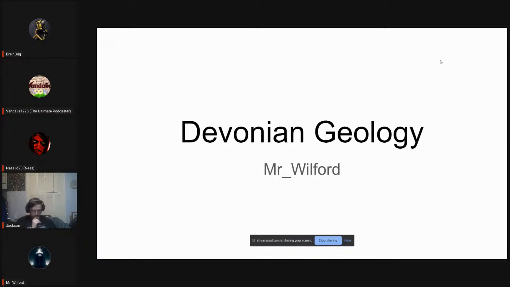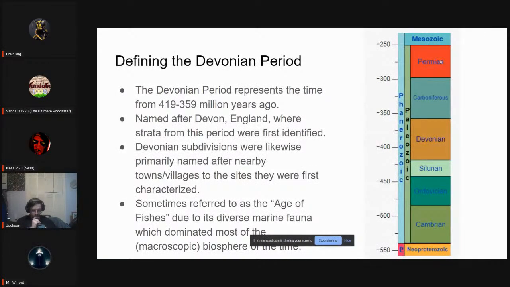Let's talk about the geology of the Devonian period. So first of all, what is the Devonian period? Well, it's a period in the Paleozoic, ranging from about 419 to 359 million years ago. It gets its name after Devon, England, which was the first place where strata from this geologic period were identified and defined. Like every other geologic period, it has subdivisions like stages, and those are also mostly named after nearby towns and villages, close to where rocks from each of those subdivisions were found. It's sometimes colloquially called the Age of Fishes because it had very diverse marine fauna, which dominated a significant portion of the macroscopic biosphere at the time.